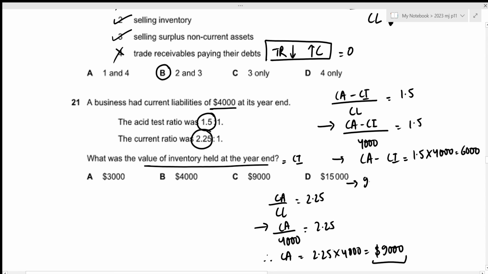So that's 9,000 minus closing inventory will be equal to 6,000, which gives the value for our closing inventory to be 9,000 minus 6,000, which is 3,000. That's the correct answer we're looking for, which is given in option A. Let's move towards the 22nd question.